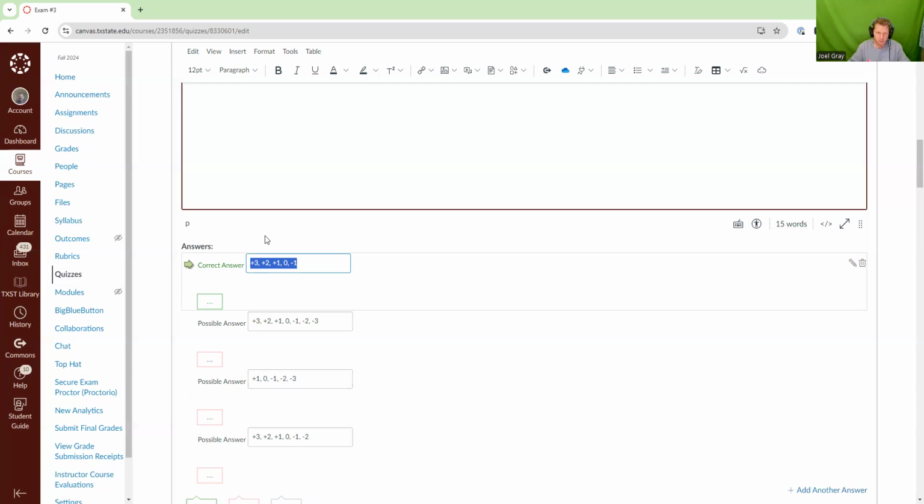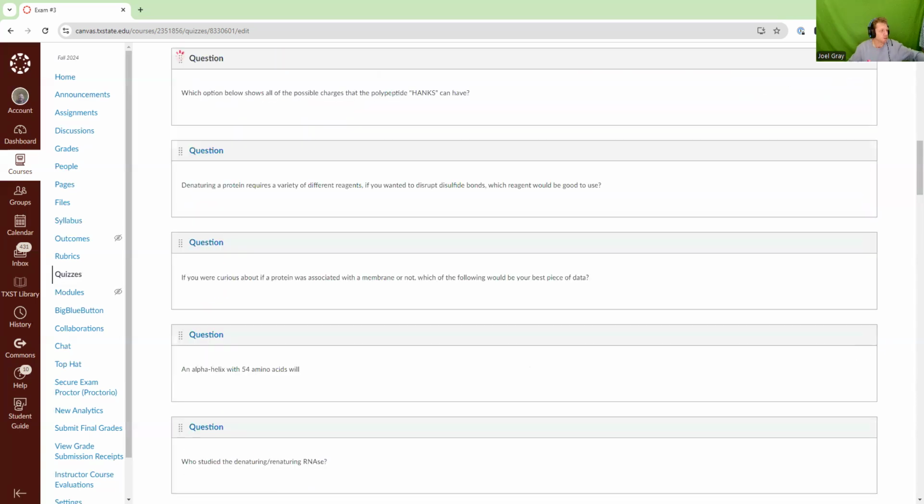So now I'm going to go on to my next question. I'll update this one just so that I can be done with it, put a bow on that. That one's done. Next, denaturing a protein requires a variety of different reagents. If you wanted to disrupt disulfide bonds, which reagent would be good to use?